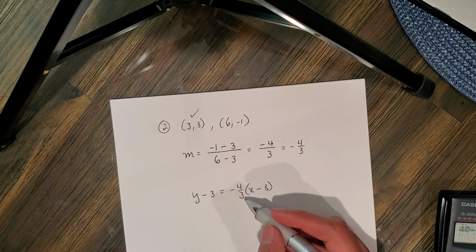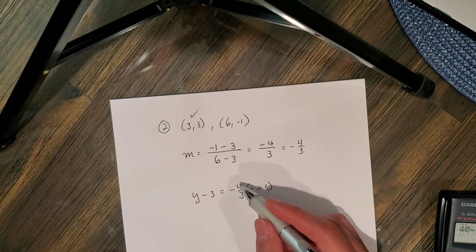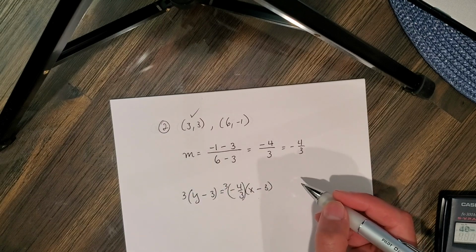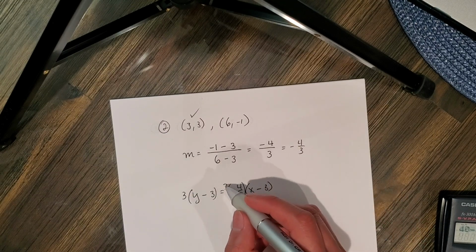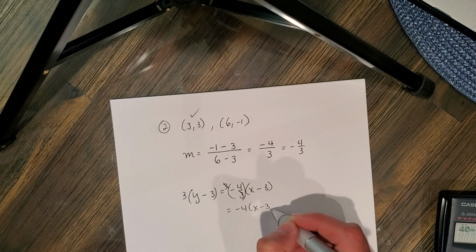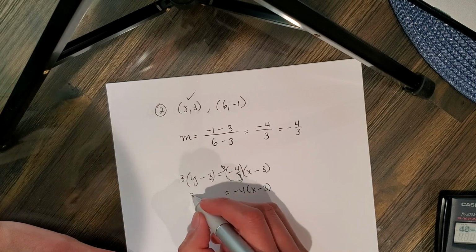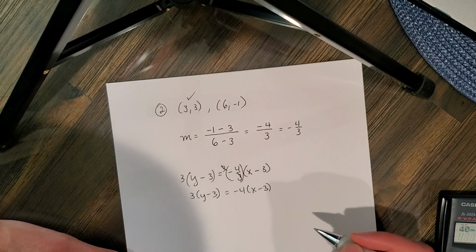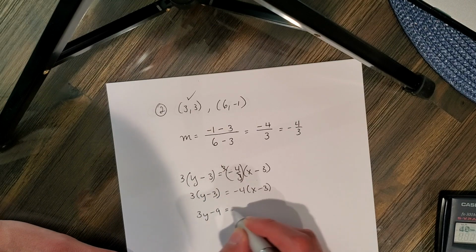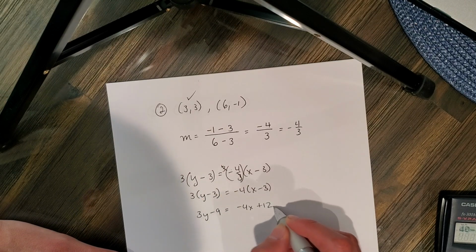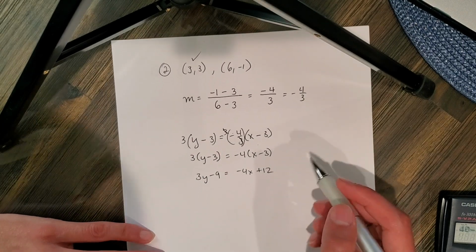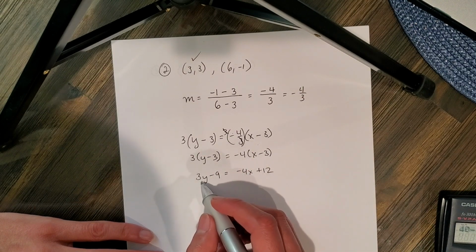Okay? Now remember what I said? If you have a fraction here as your slope, you're going to have to multiply it by the denominator to get rid of the fraction. So when I multiply it by 3 here, the 3's go away. I'm left with -4 times x minus 3. And over here, I'm just left with 3 times y minus 3. Okay? So distribute on both sides, so we end up with 3y minus 9 equals -4x plus 12. All I did was I distributed on both sides. Okay? And so now let's go ahead and simplify so that we have y all by itself.